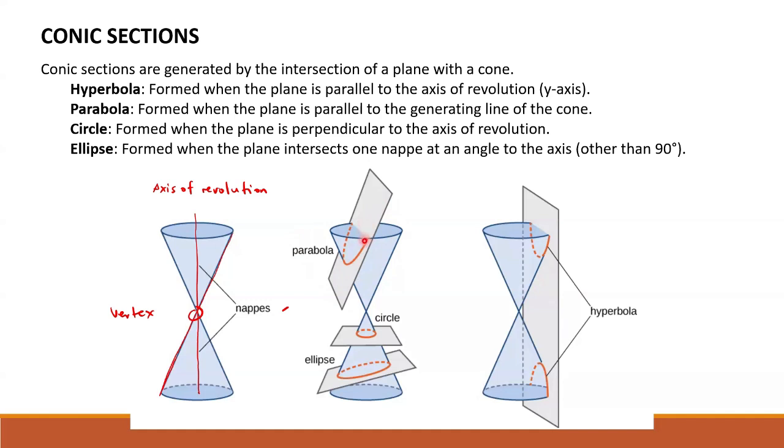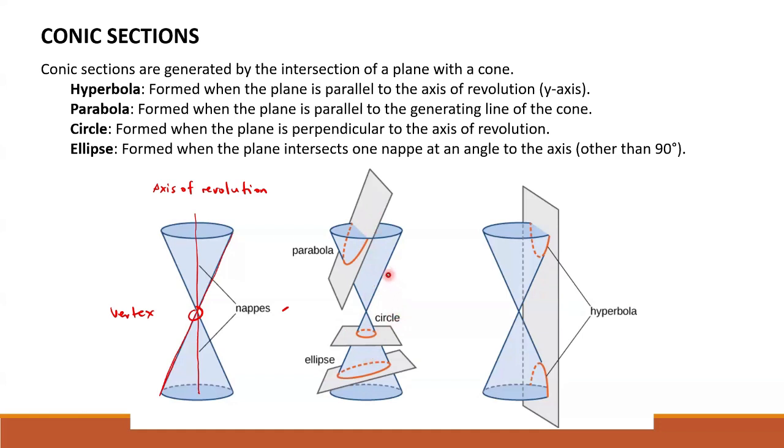Okay. Another conic section is the circle. It is formed when the plane is perpendicular to the axis of revolution. So as you can see, it is just lying flat. And our axis of revolution is straight. So when the plane that intersects the cone is perpendicular to the axis of revolution, a circle is the conic section we form.